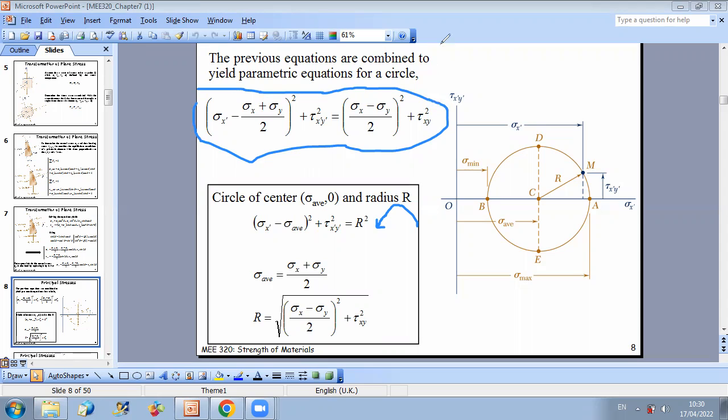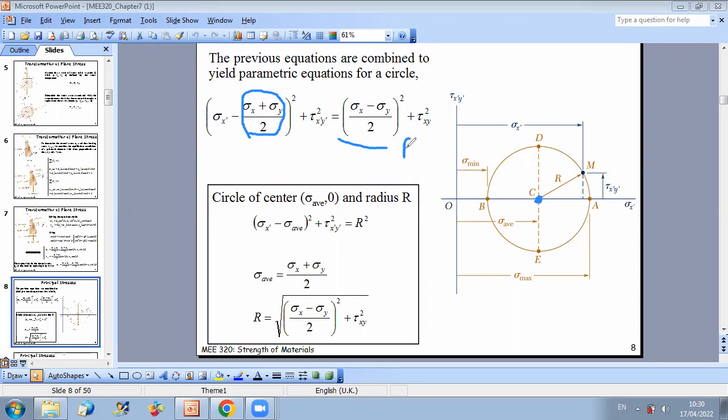So we can deduce that the coordinates representing the stress state can all be placed on a circle. And this circle is characterized by a center of coordinates sigma x plus sigma y over 2 and a radius of radical.